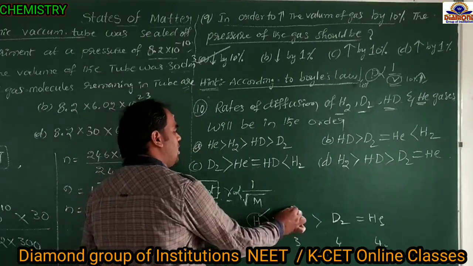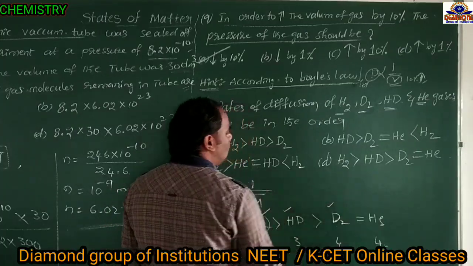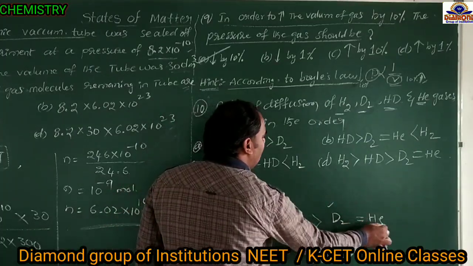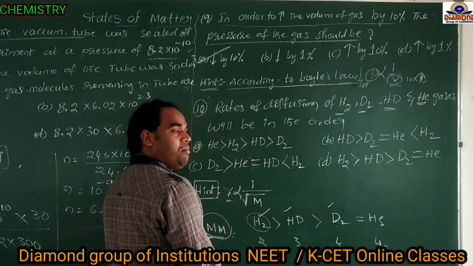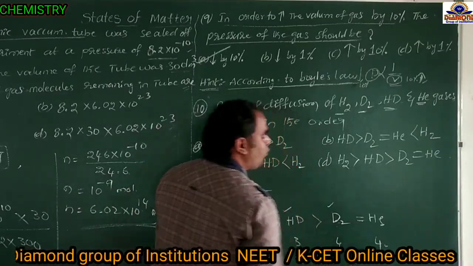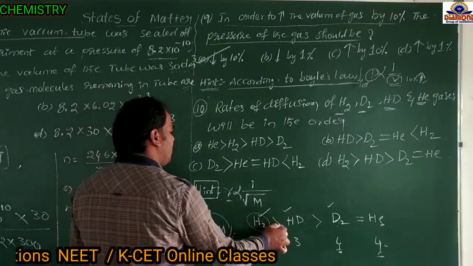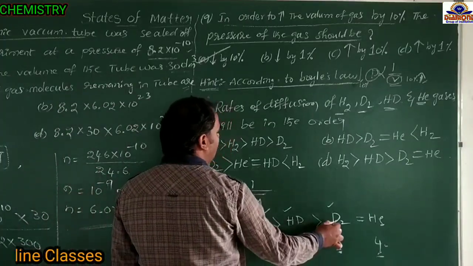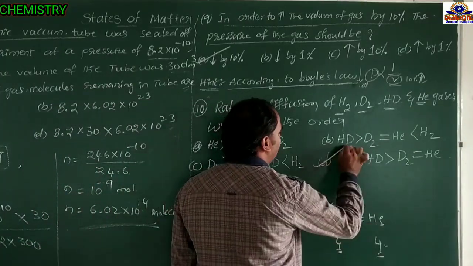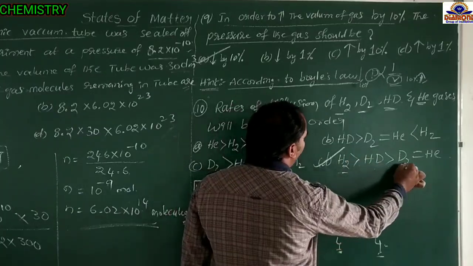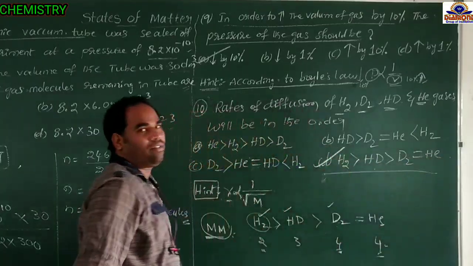Next, HD. Next, D2. Here D2 and helium both have the same molecular mass, therefore the rate of diffusion is also the same. Therefore, H2 is greater than HD, greater than deuterium, which is equal to helium. Option D: H2 greater than HD, deuterium equal to helium. This is the rate of diffusion.